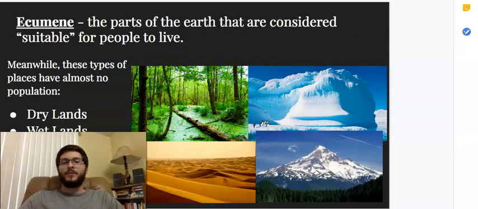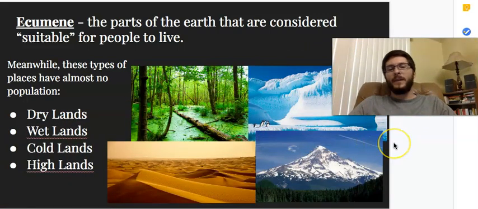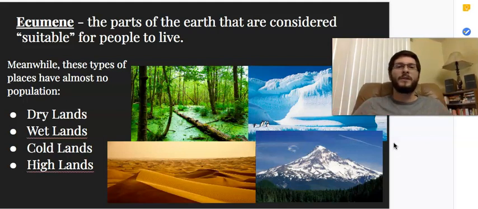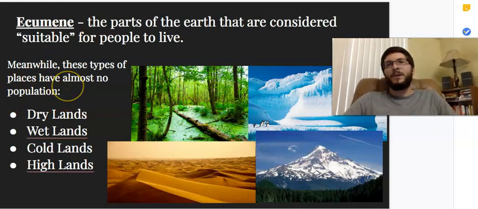So we're looking at where in the world people are living. We also have to take a look at where they're not living. Where we are living is what's known as the ecumene. It's a very fancy vocab word, right? Ecumene. It's the parts of the world that are considered suitable for people to live. So livable areas, places that have enough resources, whether that be water or food availability, or just a suitable climate for people to live, right? The places that aren't livable are not part of the ecumene.